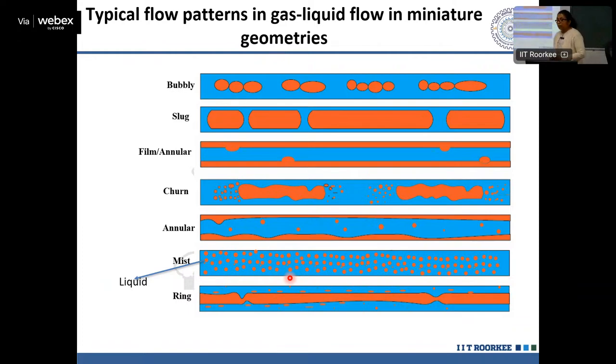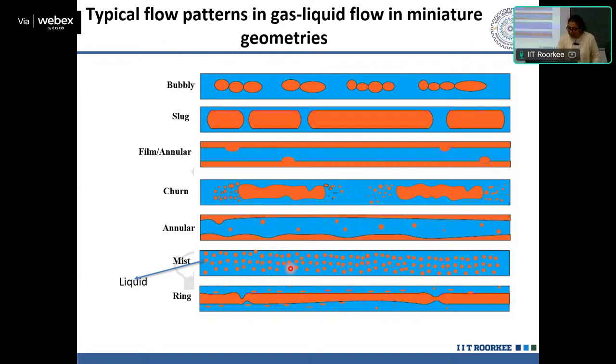So this is the typical flow pattern, flow distribution in gas liquid miniature geometries that is being reported. Okay, bubbly we have seen, slug we have seen, annular also we know, churn we know. Mist is one of the flow regimes. What Dr. Garg and myself are discussing is the mist. So this is the mist kind of distribution. The dots are liquid, and the continuous phase is gaseous.